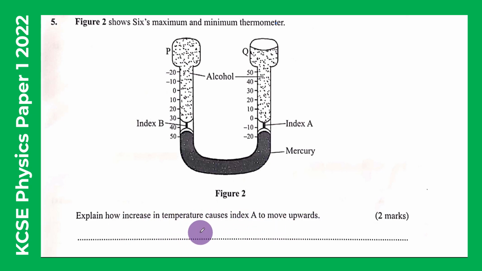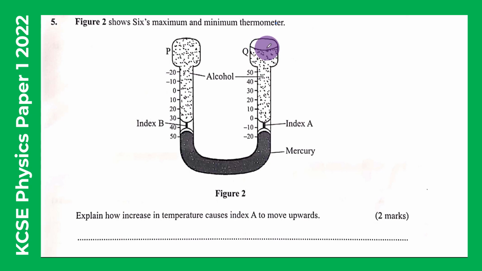So in order to explain this part for 2 marks, you need to mention a rise in temperature causes the alcohol in bulb P to expand, pushing this level of mercury down. The mercury just below index A pushes index A upwards as alcohol in Q is moved into this space here.